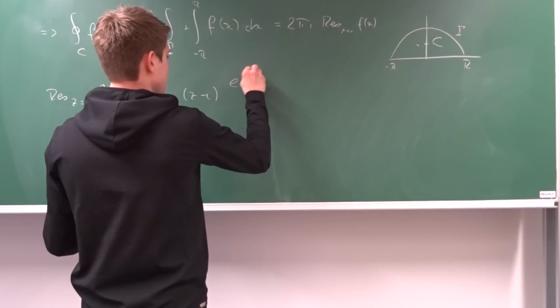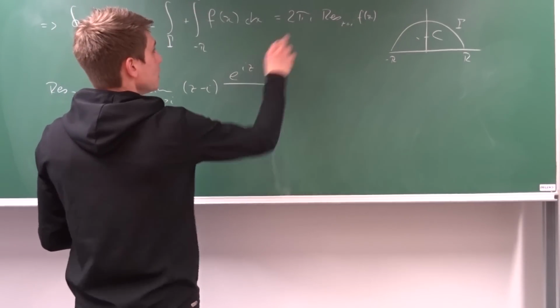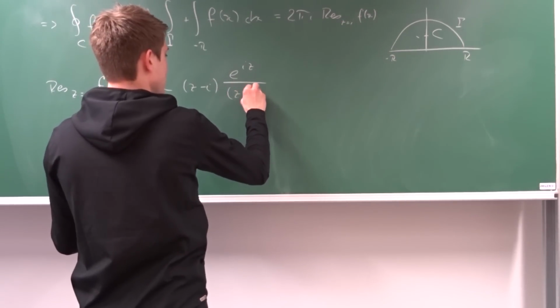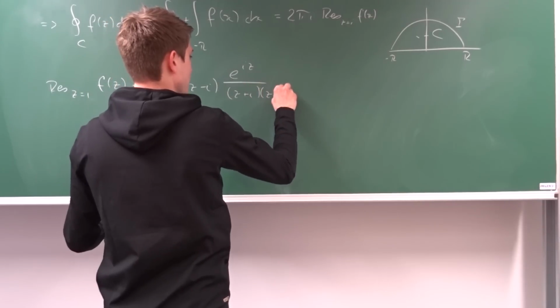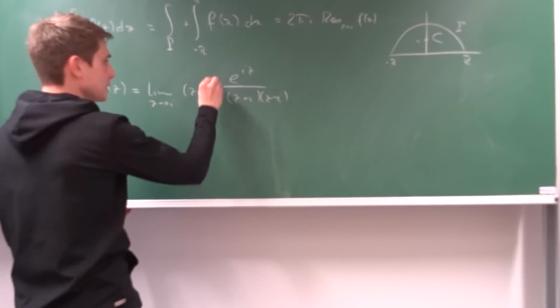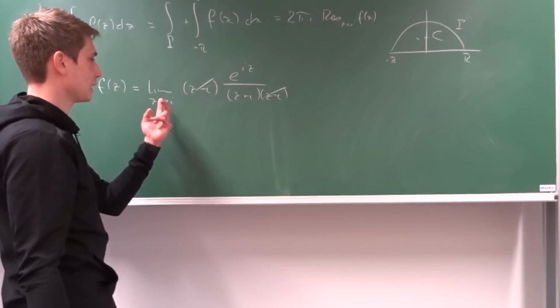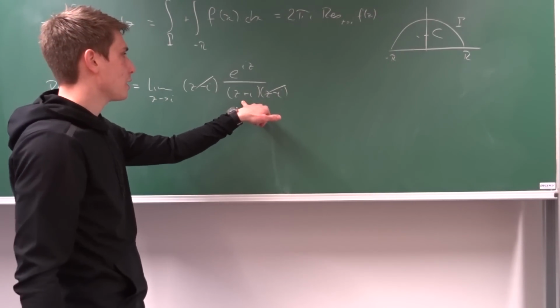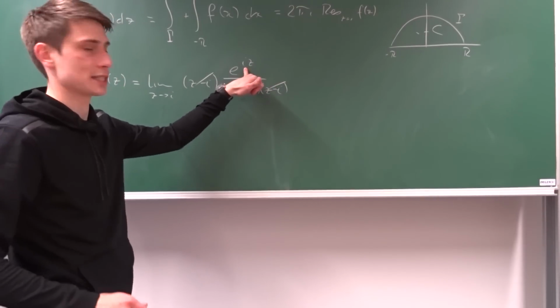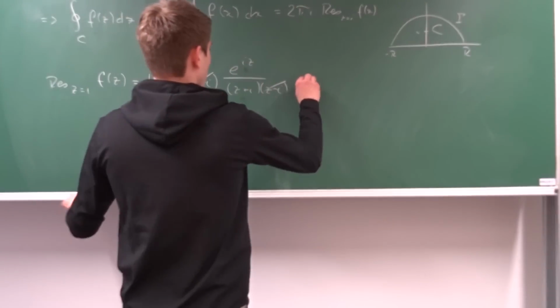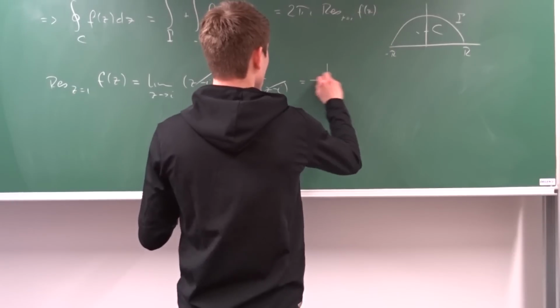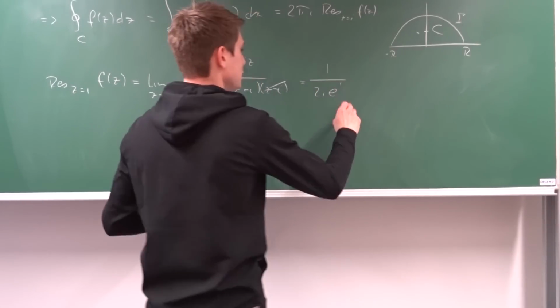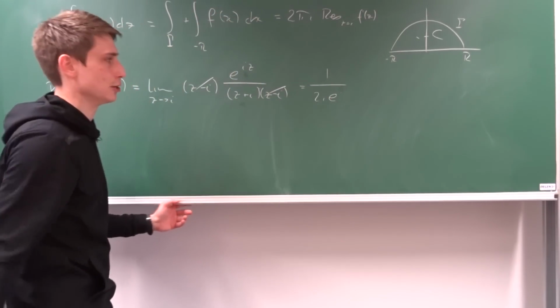It's just e to the i z over, and now we have this denominator z plus i, z minus i. And the great thing is, this and that cancel out, and now we can let z approach i. That means we get 2i down here, and we have i times i is just minus 1, so that's e to the minus 1. So now we have 1 over 2 times i e to the first power. I'm bringing this in the denominator.